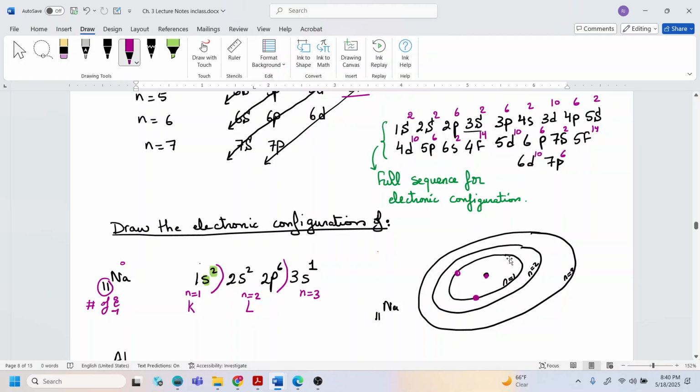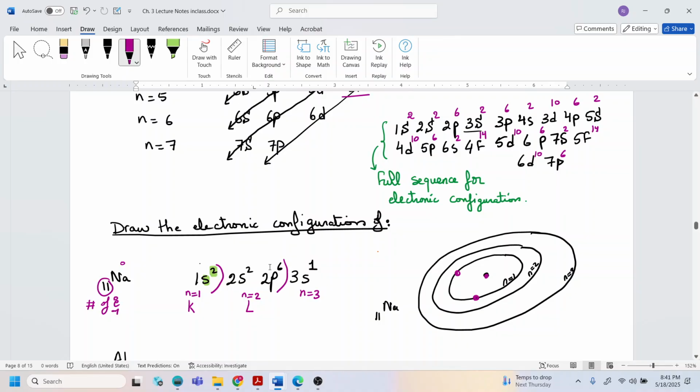Okay, this is the n equal to 1 shell. The n equal to 2 shell has what? It has the s orbital in it, and it has the p orbital in it. Okay, so it has the sp. This is n equal to 2. The s has 2 electrons, and the p has 6 electrons.